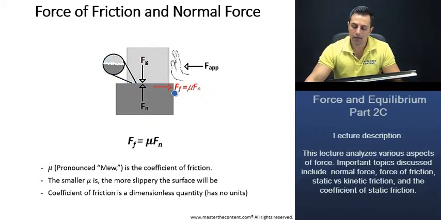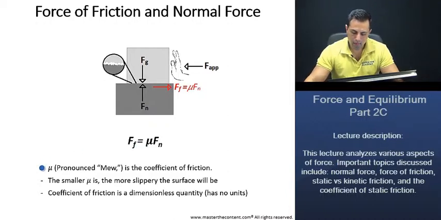And that is your force of friction. Now, if you want to find the force of friction, you can do so through the following equation, where it's this symbol here times normal force. And what is the symbol here? Well, let's take a look at our first bullet. That symbol is pronounced mu, and it is the coefficient of friction.